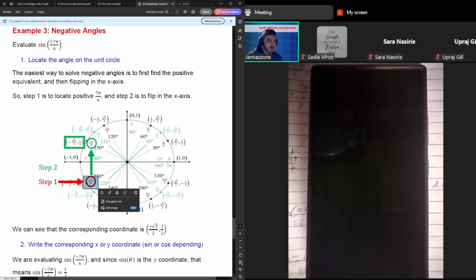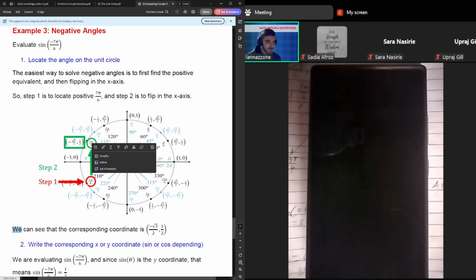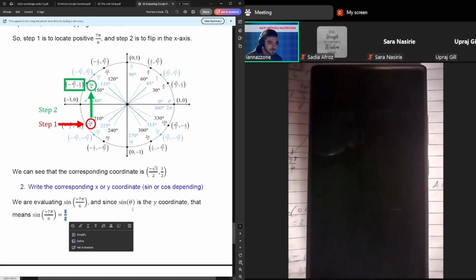Now, what is effectively happening by putting a negative there is a flip vertically. And so all you do is say, okay, I'm at the pi over 6 spot on this quadrant. Flipping vertically means putting myself at the pi over 6 angle on this quadrant. So we can solve negative angles in 2 steps like that: strip the negative, flip vertically, and now that's the coordinate you care about. We had sine, so we give the y value, which is a half.